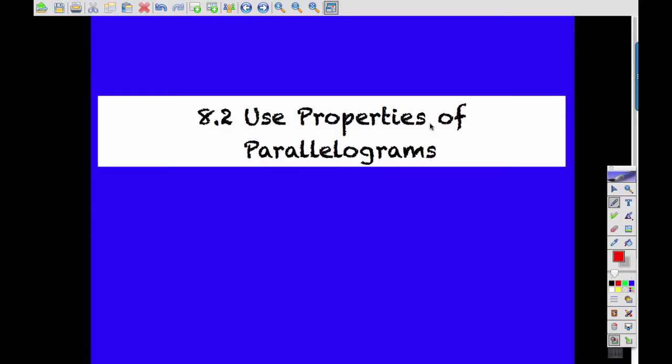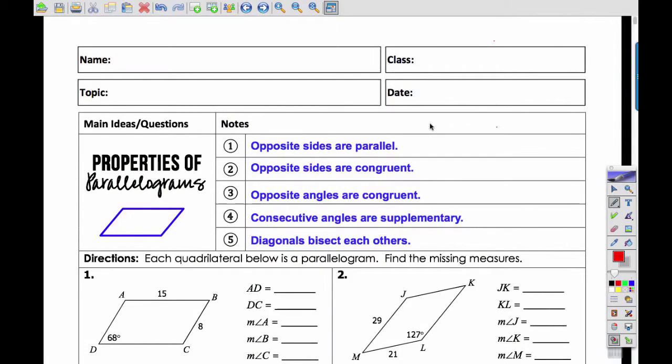In this unit, we're going to learn how to use properties of parallelograms. And you've encountered some of these properties already in middle school, but here's a quick review. If I have a parallelogram ABCD here, I would know that the opposite sides, AB and CD, and BC and AD, are parallel as well as congruent. And because of that, the opposite angles are also congruent.